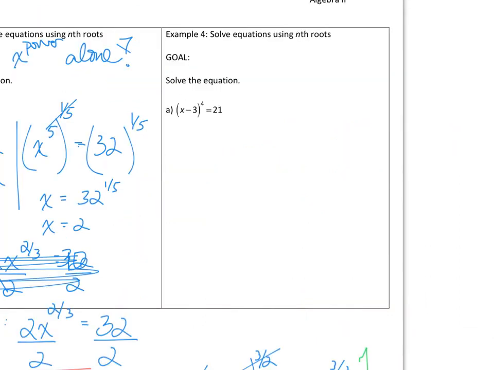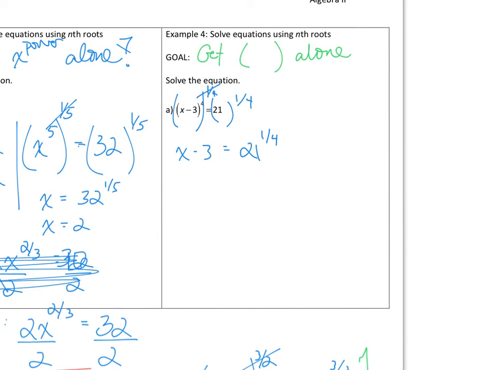Now let's look at this second example. Again, our goal is the same. Get the parentheses alone. So I'm going to look at this and I see that nothing is being added or multiplied to my parentheses. And so I have two choices. I can take the 4th root of both sides, or I can raise both sides to the 1/4 power. So I'm going to raise both sides to the 1/4 power because that's the reciprocal of 4. So now the 1/4 and the 4 cancel. So now I have x minus 3 equals 21 to the 1/4.